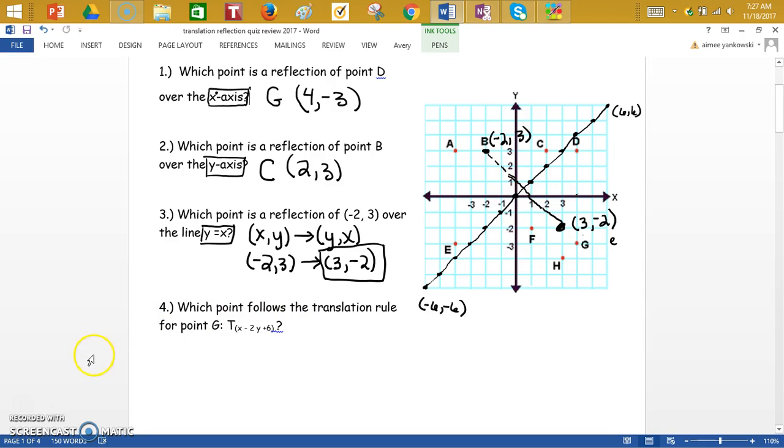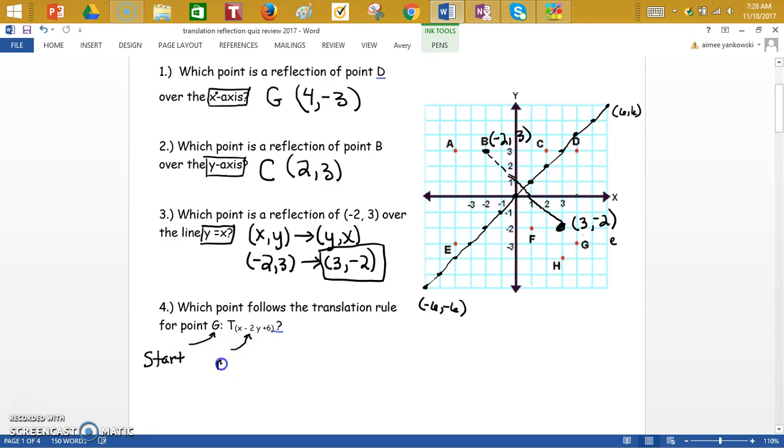All right, let's see. Which point follows the translation rule for point G? Okay, which point follows this translation rule? They want to know, where will G end up? If you have a translation, and the rule is x minus 2, y plus 6. Okay, so it's important to know about your translation rules. That means you'll start at point G.